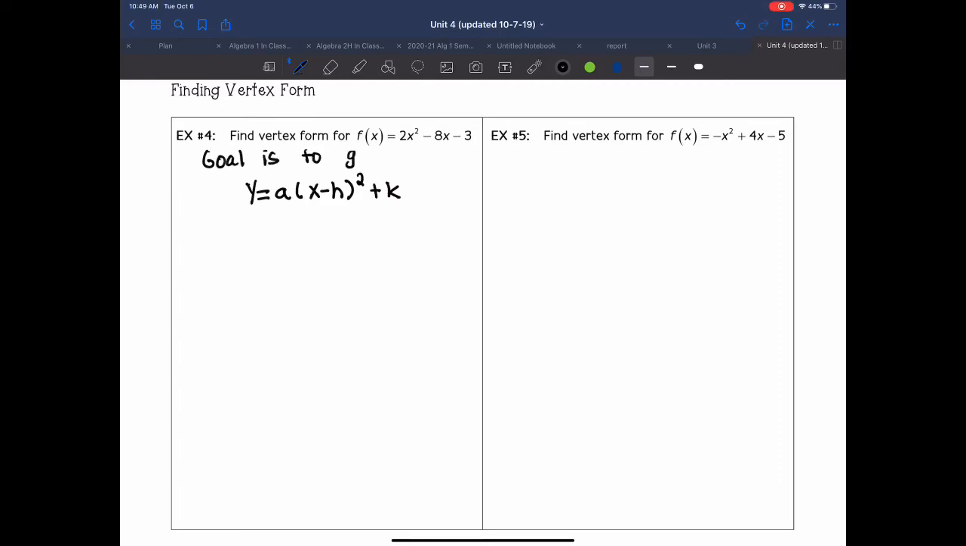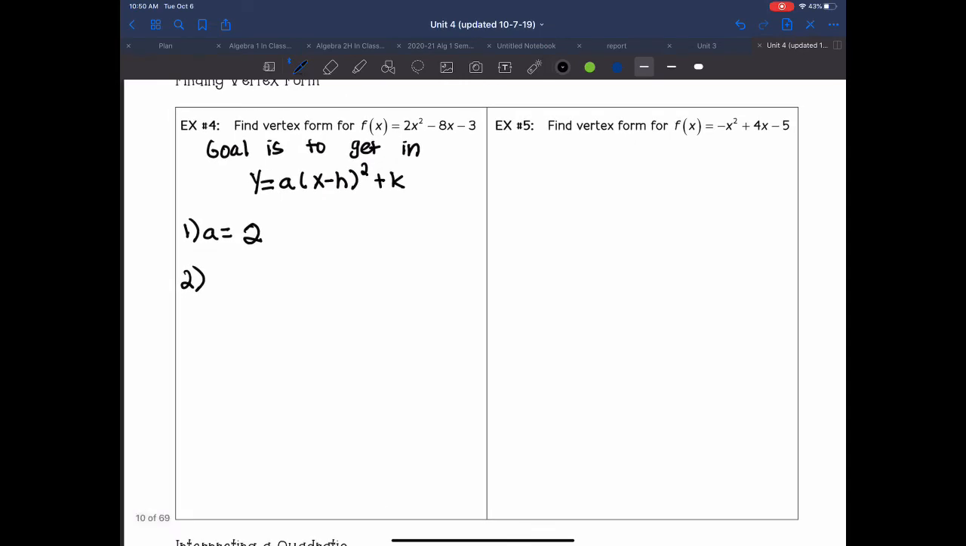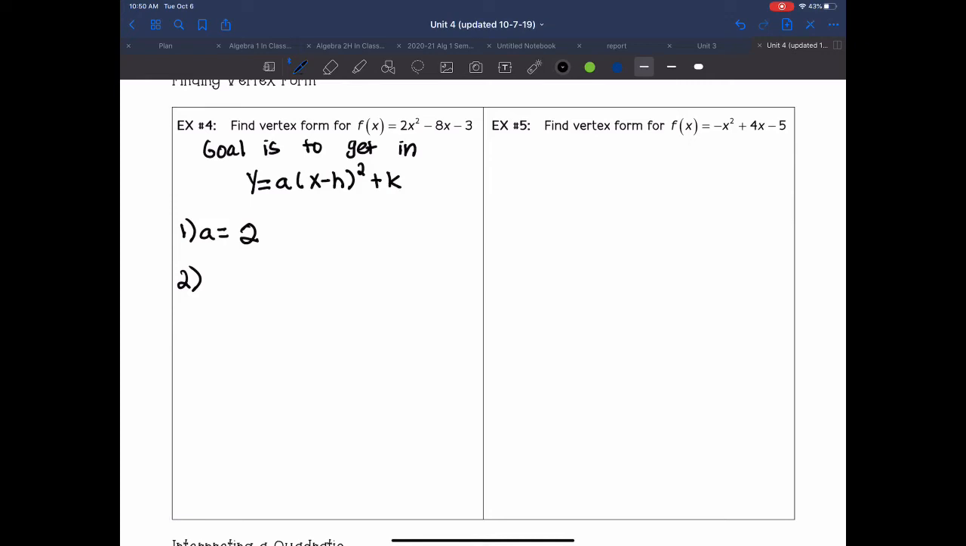is to get in y equals a times x minus h squared plus k form, okay? So first things first, I'm gonna follow a few different steps in order to get this done. So the first thing I want you to look at is what your a value is, because we can easily find what our a value is up here, and then we can plug in our a value down here. So I know that a is equal to positive 2 because, again, the leading coefficient here is positive 2, so a is equal to positive 2. That's the first thing we're going to do. Then the second thing we're going to do is we're going to find the vertex given the standard form of the equation. So the vertex is represented by h, k.